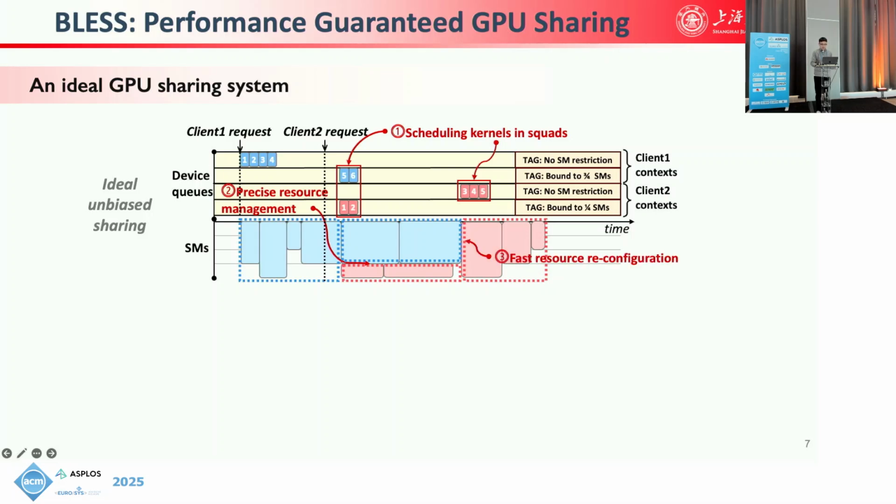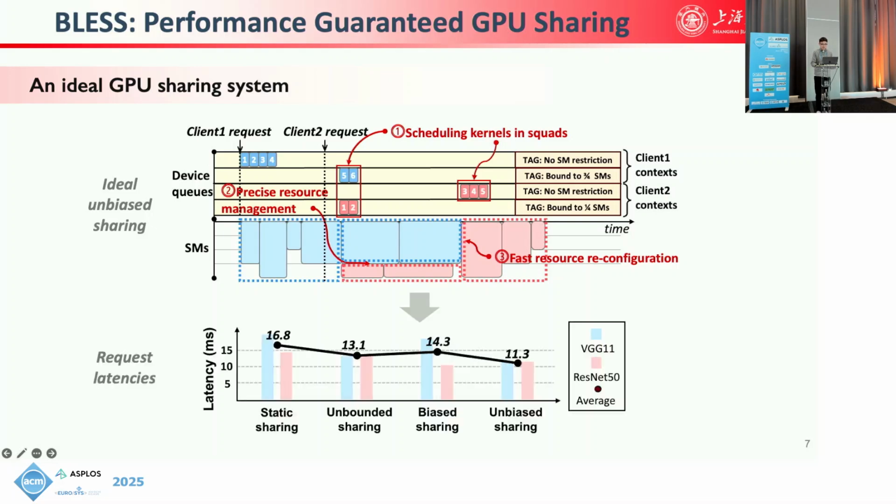Third, in addition to resource control capabilities, fine-grained sharing also requires the ability to rapidly reconfigure resources. Once these requirements are met, we can re-examine the request latency under different sharing mechanisms. In an ideal and unbiased scenario, the shared execution of VGG and ResNet achieves the lowest latency.